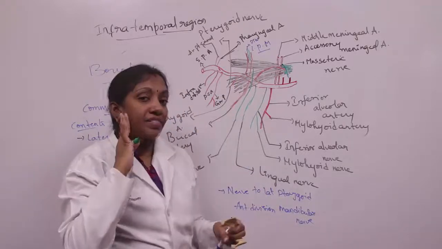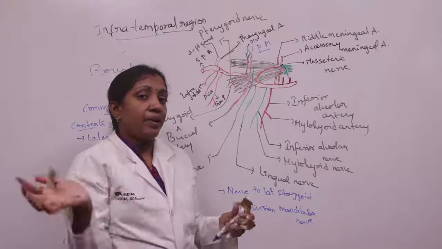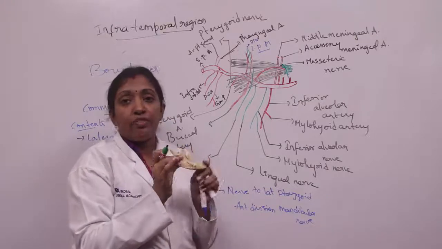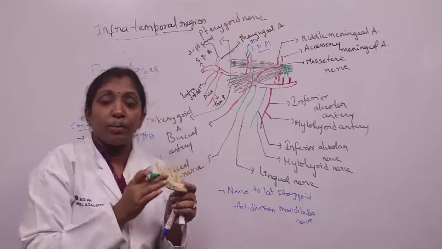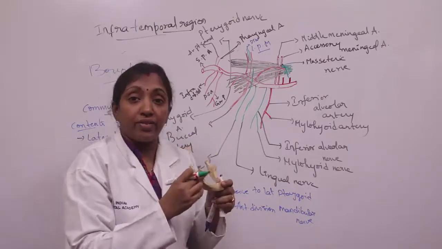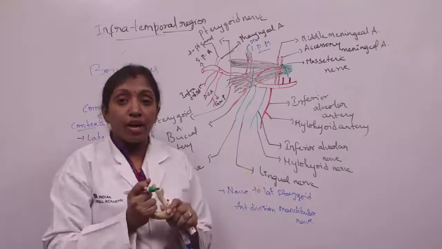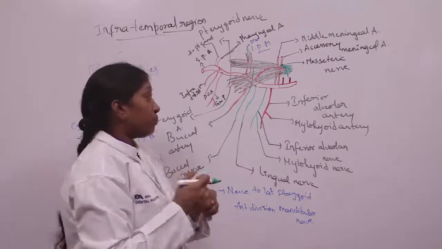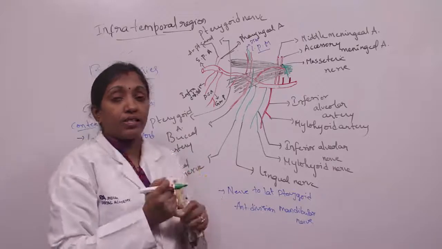And coming to the relations. Superficial relations are masseter. First here is the masseter, and deep to the masseter we have the ramus of the mandible. We know that masseter is inserted here into the ramus of the mandible, and we have the tendon of temporalis and the maxillary artery, which is one of the terminal branches of the external carotid artery.